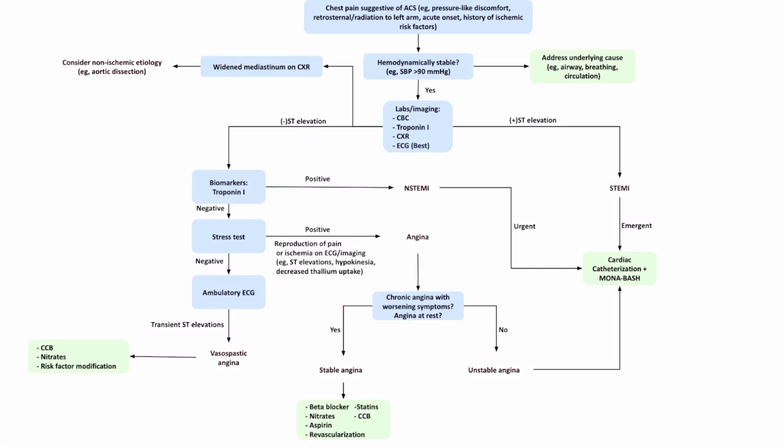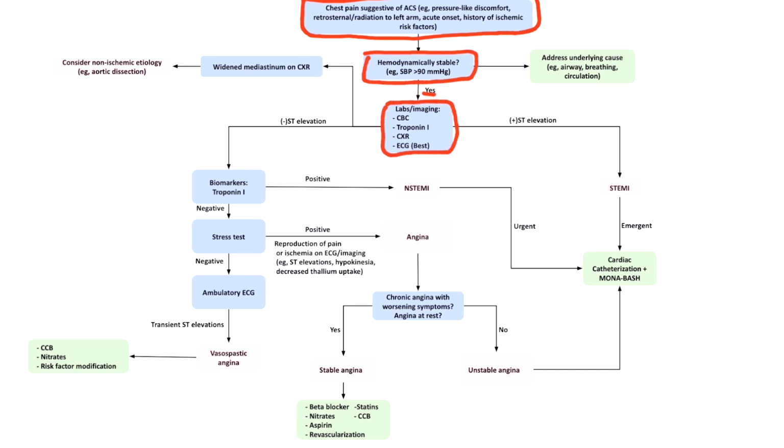So as you can see here, starting from the top box, we then move to ask ourselves, is this patient hemodynamically stable? The answer is yes. So we can move down the algorithm to our initial workup. While all of these tests are possibly useful, the best initial test would be ECG.